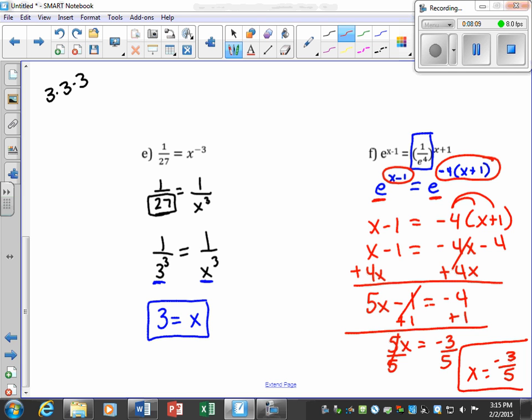So it can be very easy to very complex, but in this particular solving equations session, we're going to be trying to rewrite with a common base.